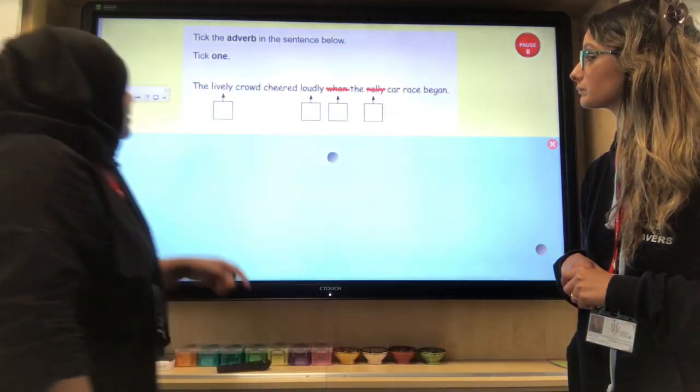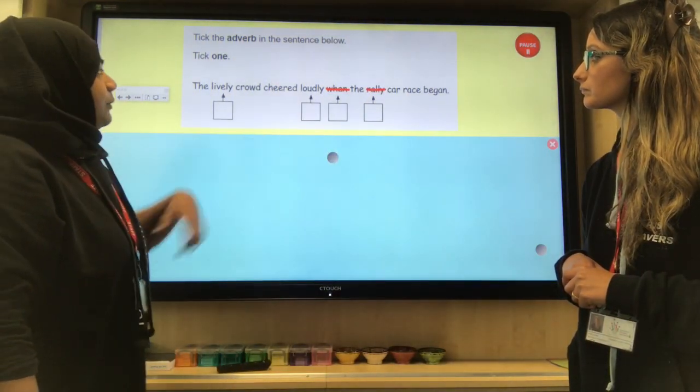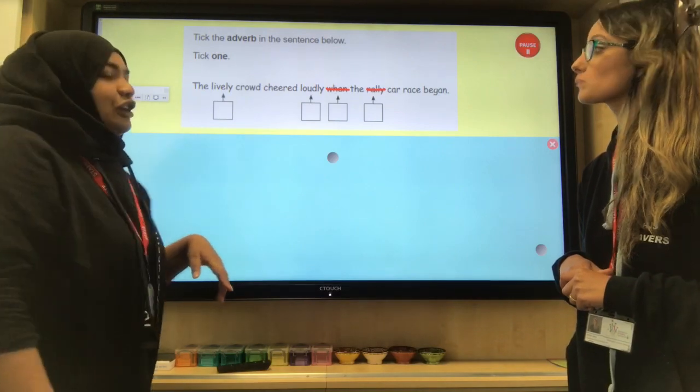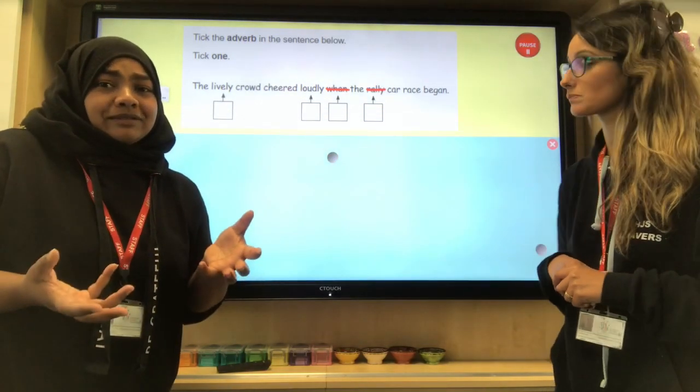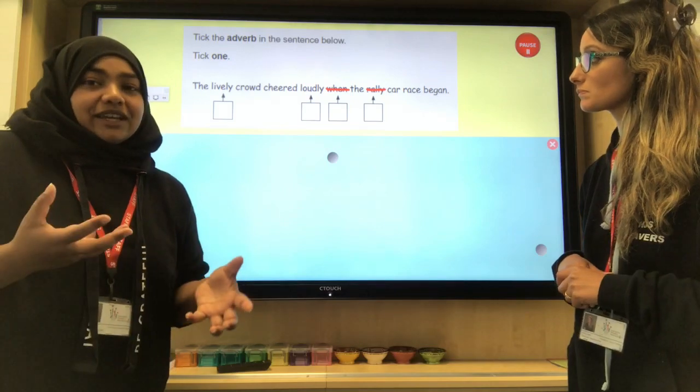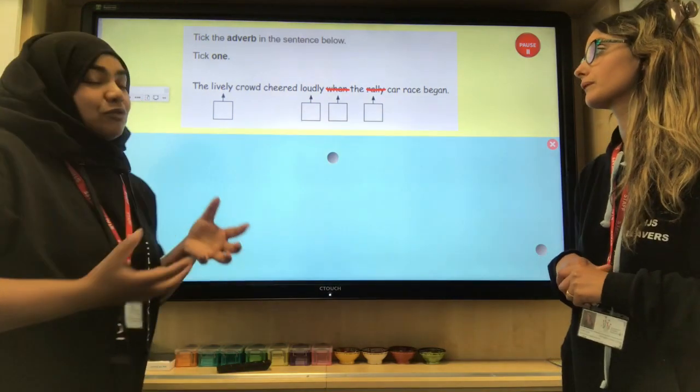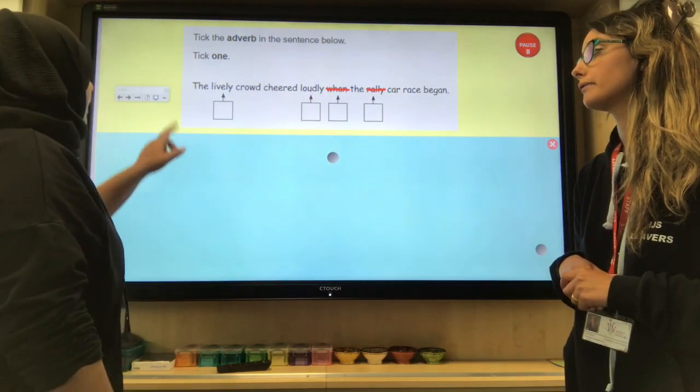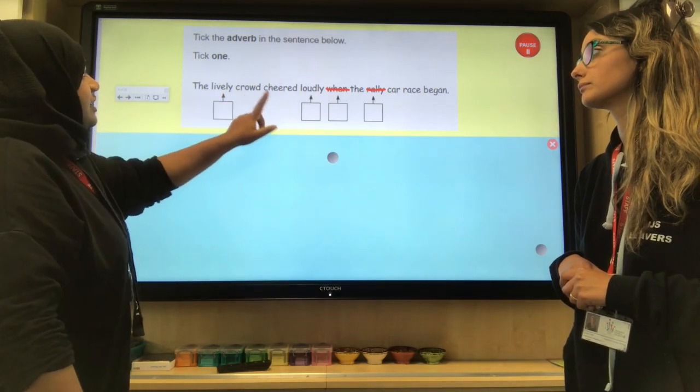And then we're left with lively and loudly. Now actually, they can both be adverbs if they were written in particular contexts. But one of them is not written as an adverb. So let's have a look. The lively crowd cheered loudly.